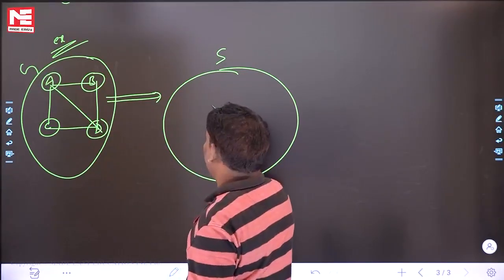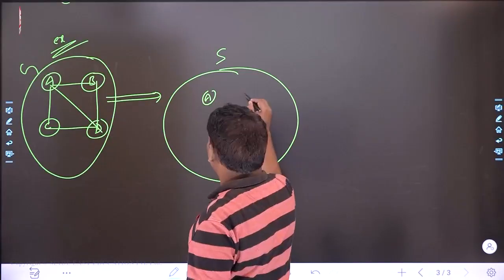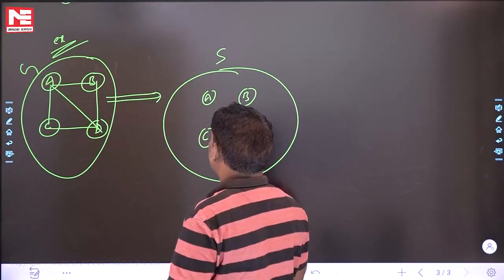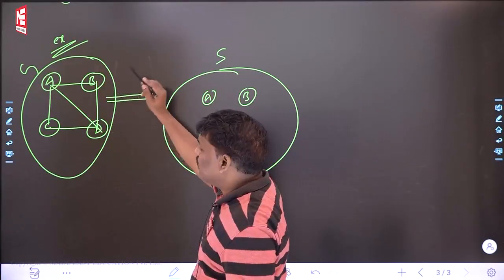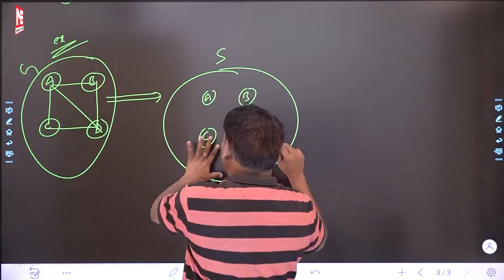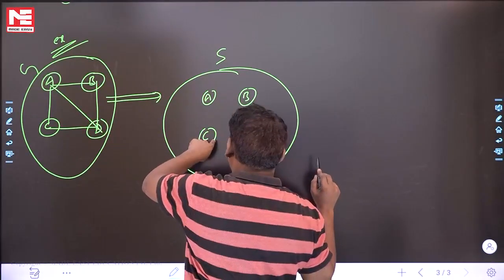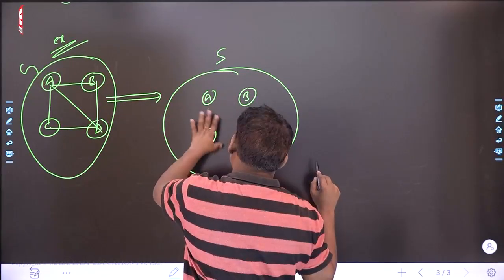See the first property. What is the first property? S should contain all vertices of G. Yes, that is the first point. If G contains 4 vertices, S also contains 4. How many vertices are there? 4. If the graph contains 4 vertices, the spanning tree also contains 4 vertices, I accept.